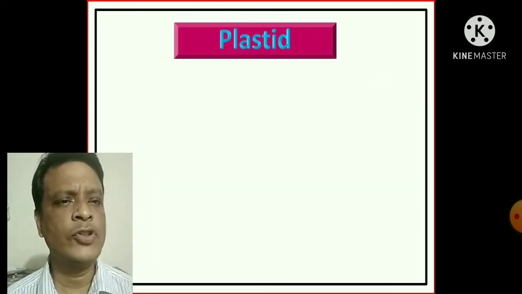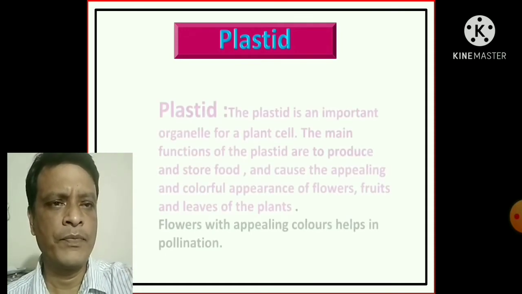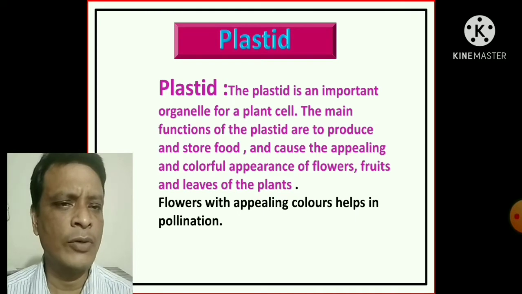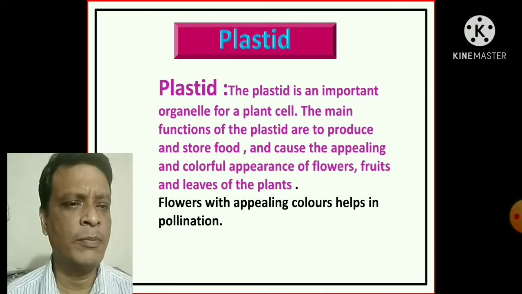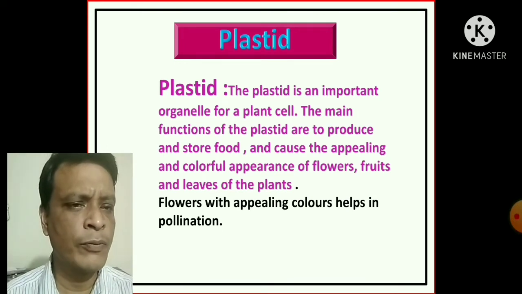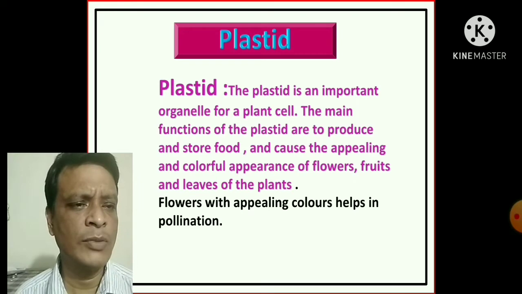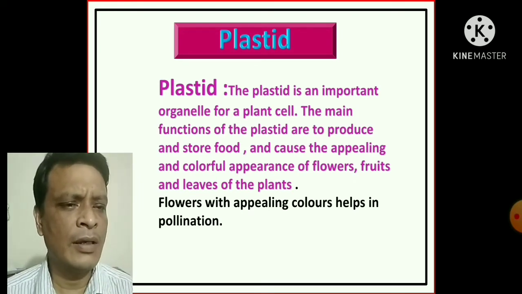Now, first of all, I would like to discuss the plastid. What is a plastid? The plastid is an important organelle of a plant cell. The main functions of the plastid are to produce and store food and to cause the appealing and colorful appearance of the flowers, fruits and leaves of the plant. Flowers with appealing colors help in pollination.